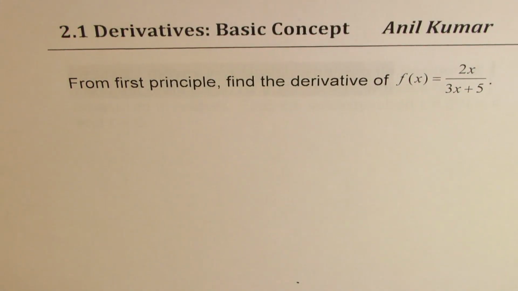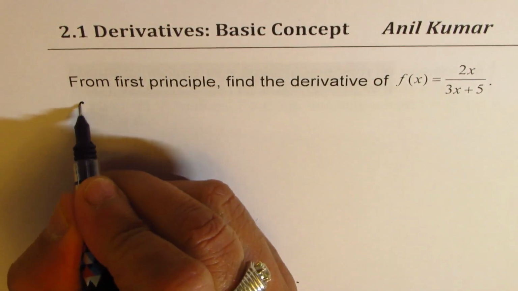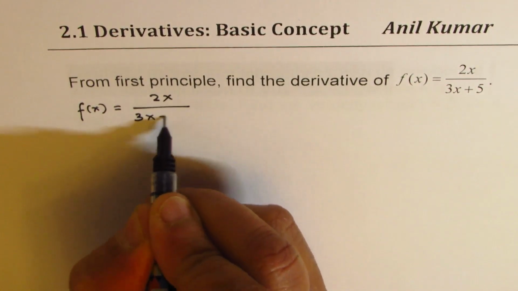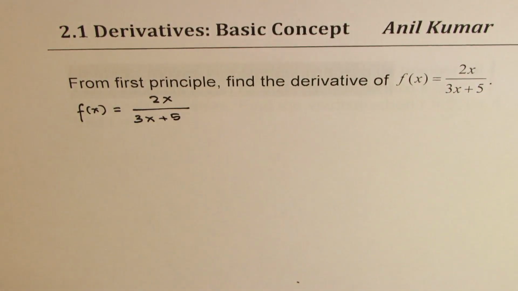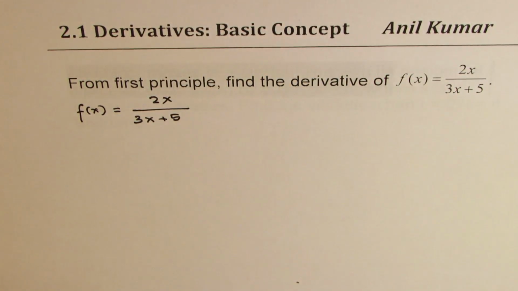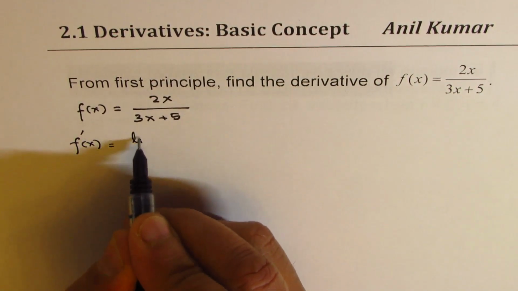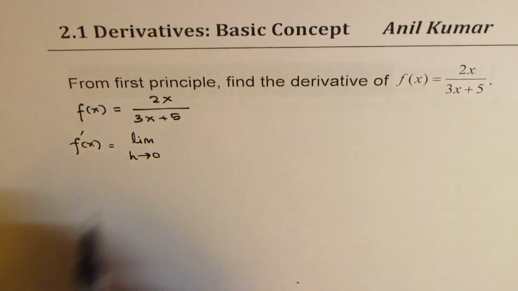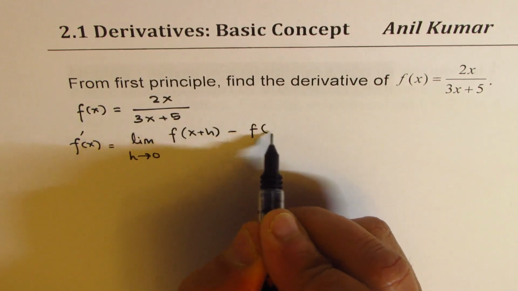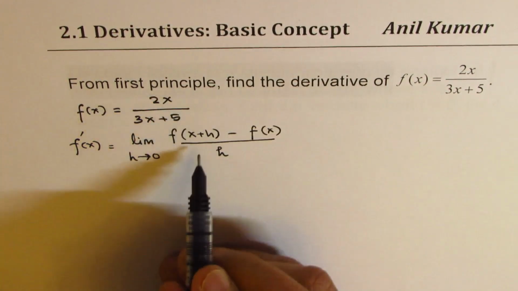Now let us find the derivative of the function using first principle. The function given to us is f of x equals 2x over 3x plus 5. In later chapters, we'll learn rules like power rule, product rule, quotient rule, and it'll be very easy to find derivatives. But at present, we are going to use the first principle, which is limit as h approaches 0 of f of x plus h minus f of x over h. So we are going to replace x with x plus h.